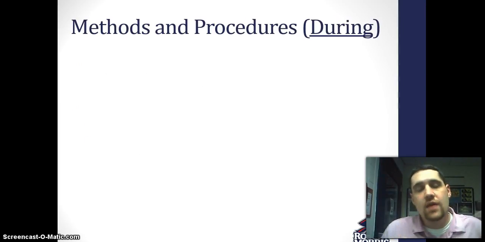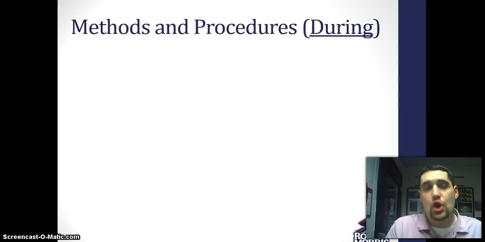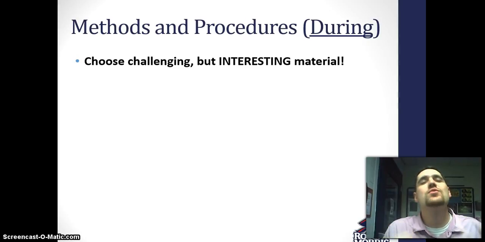So what are some procedures now that we have the teams established? What are some procedures we want to accomplish during this process? First, choose interesting material. And I know that sounds crazy because I know we're rooted in tradition to say this is most important that they learn these concepts. That's true, but you can find interesting ways to produce those products.